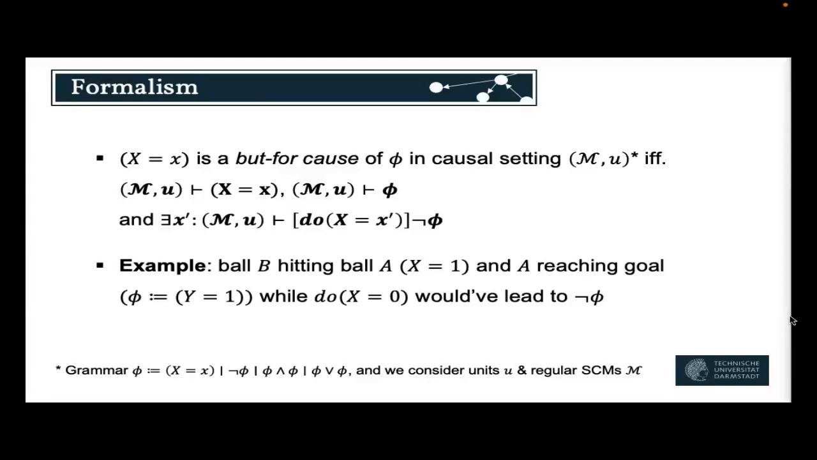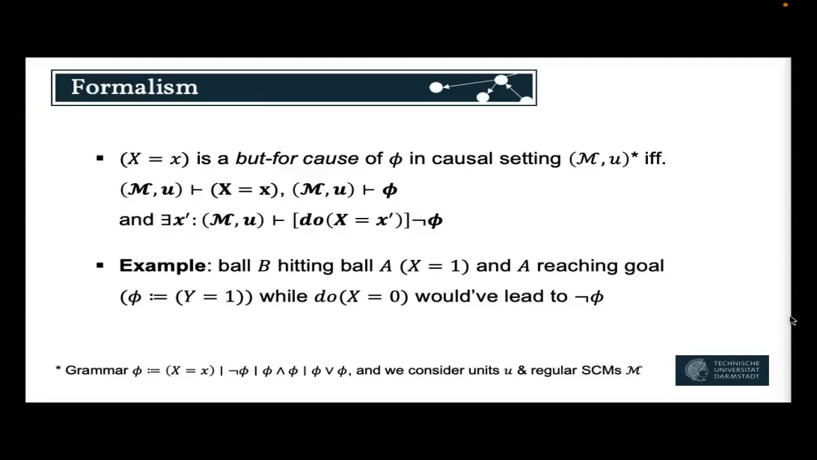This is really just a formalization, and I don't want you to necessarily comprehend all of this right now. But what I was saying is transcribed here in this example: ball B hitting ball A could be modeled, for example, with x equals 1. We just have the symbol x representing whether ball B hits ball A or not, right? And 1 is hitting. And then A reaching the goal could just be our phi, which we just defined to be some symbol y, which says y equals 1 if it reaches the goal.